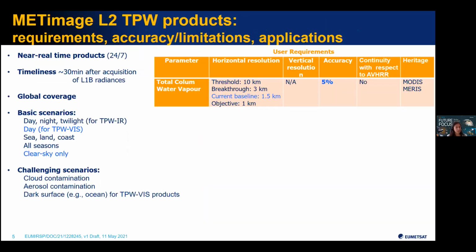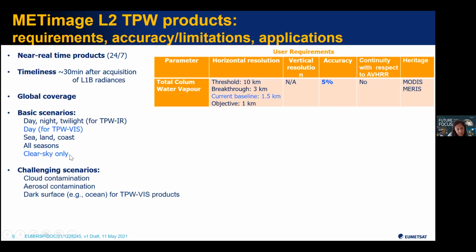Now, pros and cons of this product. So these products are near real time. They are distributed 24/7. The timeliness is about 30 minutes, meaning that they are available 30 minutes after the acquisition of the L1B radiance file. The coverage is global, so over land and sea, day and night, all seasons. But we have to remember that TPWVs is using visible observation, so it is only available during daytime. And both algorithms are retrieved in clear sky only.